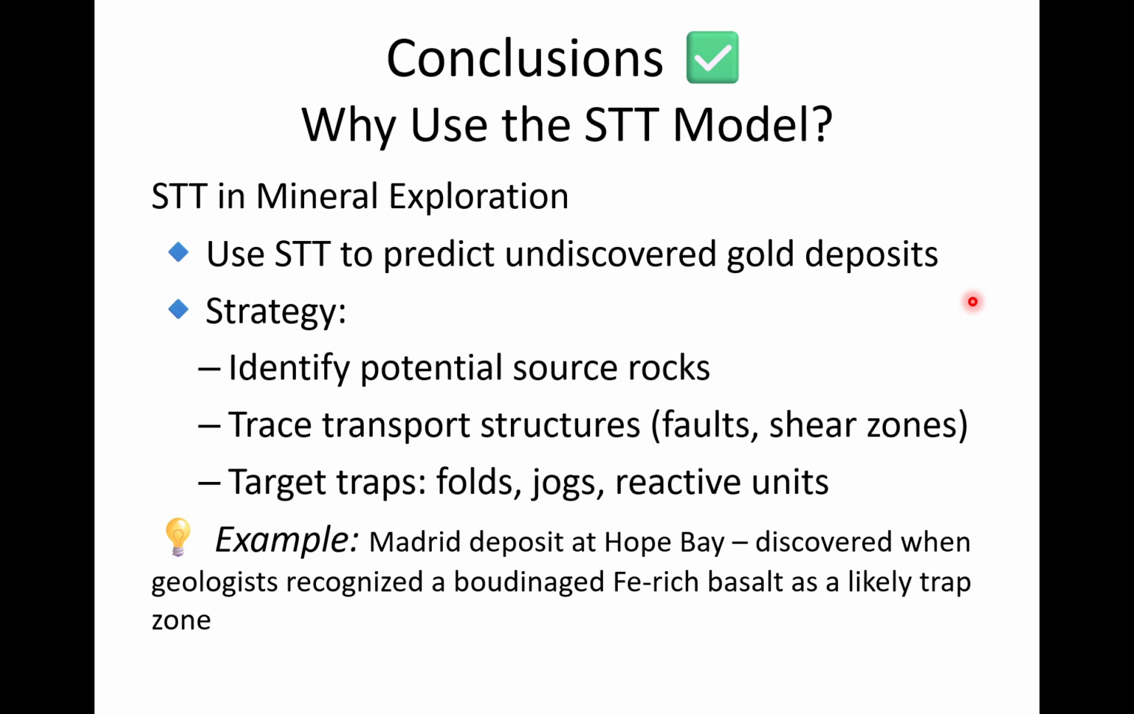For both industry and academia, thinking in terms of the STT helps to predict where undiscovered gold might be. For example, if one can identify a potential source area, say a particular stratigraphic unit or intrusion known to generate gold-rich fluids, we can then look for connected structures that could transport those fluids, and then search for likely trapping sites, bends, lithological contacts.